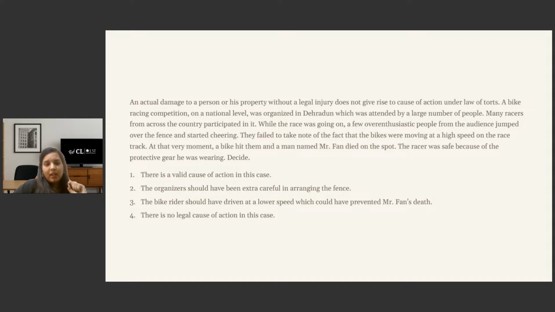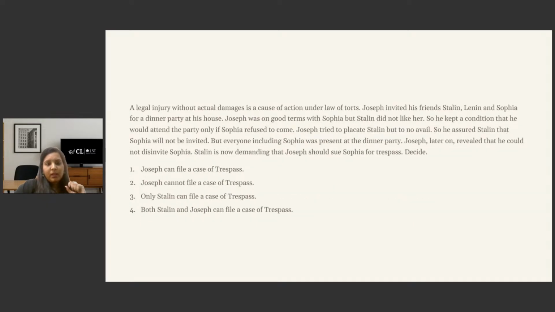Decide. The answer is going to be D. There is no legal cause of action in this question. There was no legal injury, no legal action as such, right? Going forward, a legal injury without actual damage is a cause of action under the law of torts.